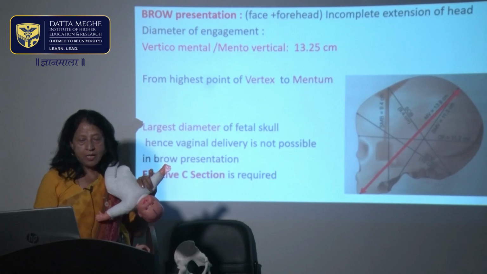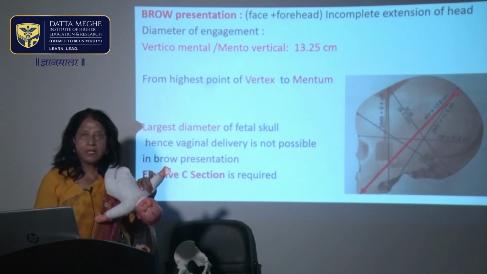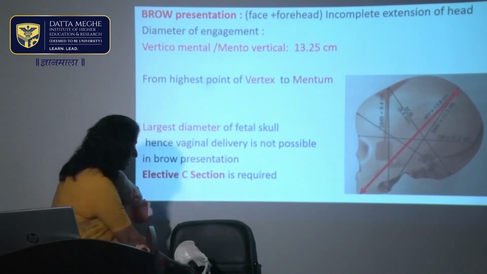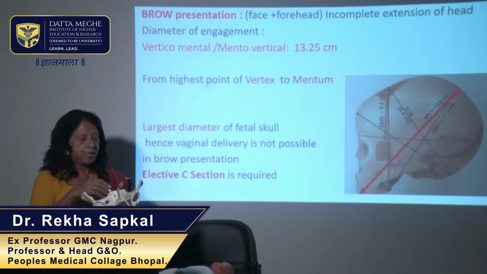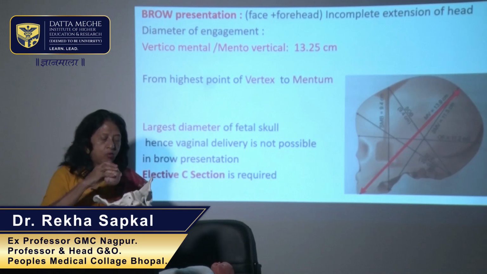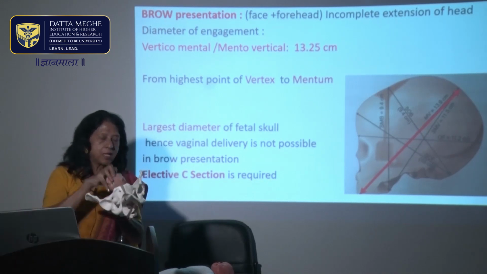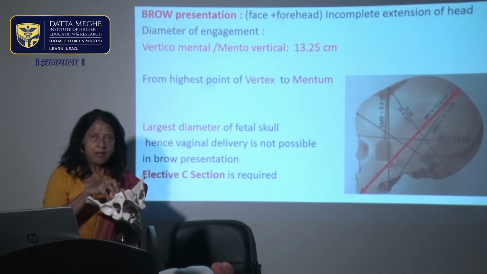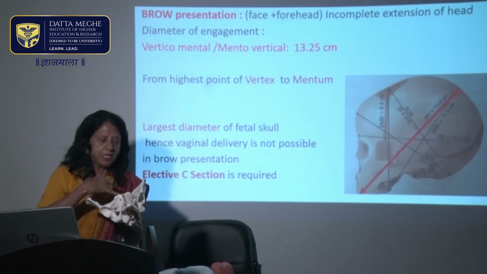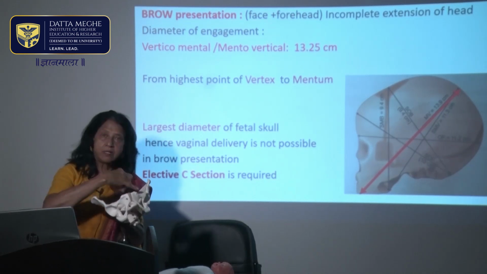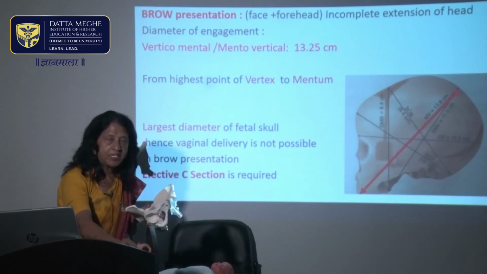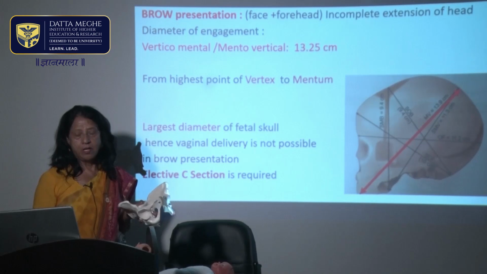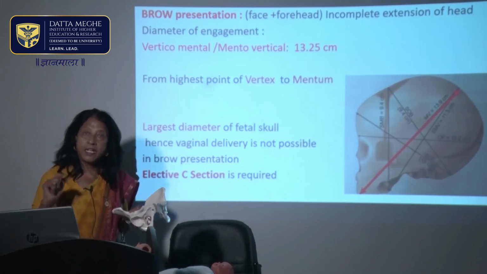Whenever it is a brow presentation, what is the diameter? 13.25. Naturally, the head cannot enter through AP, oblique or transverse, none of the diameters are more than 13. This one is 11, this one is 12, this one is 13. 13.25 is too big. Vaginal delivery is not possible in brow. The treatment is always elective cesarean section.